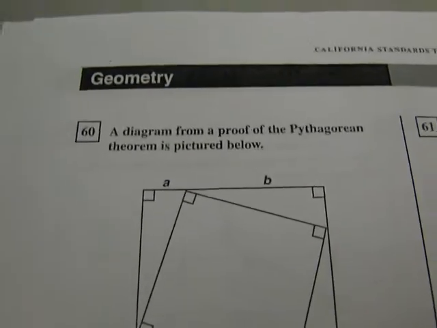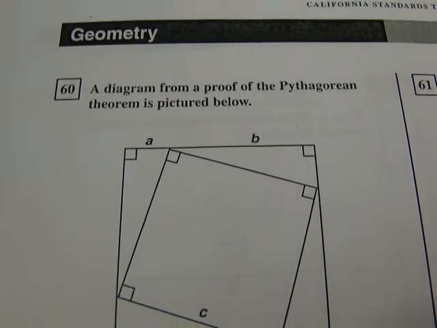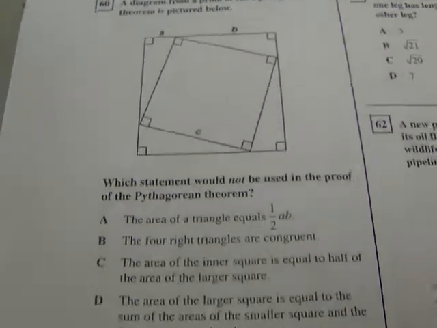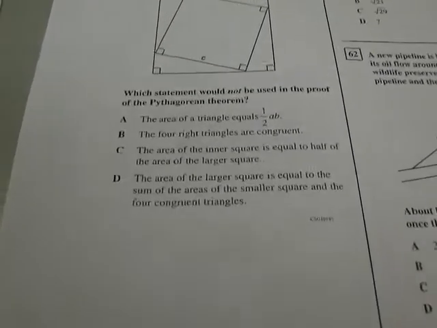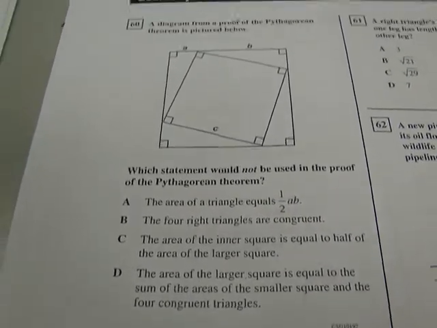This one is a bit complex. A diagram from a proof of the Pythagorean theorem is pictured below. So there it is. Which statement would not be used in the proof of the Pythagorean theorem? Alright, so it has four different statements. I think the best way to do it is to do the proof ourselves.